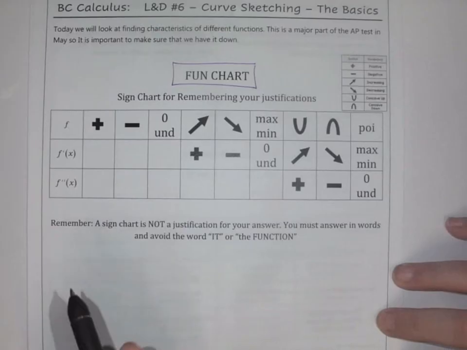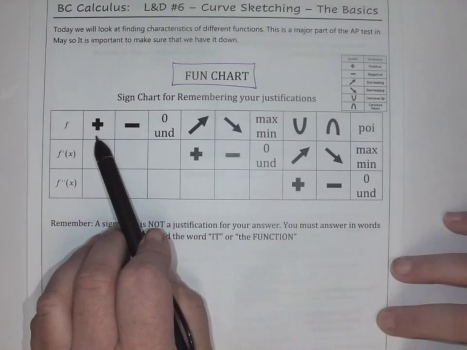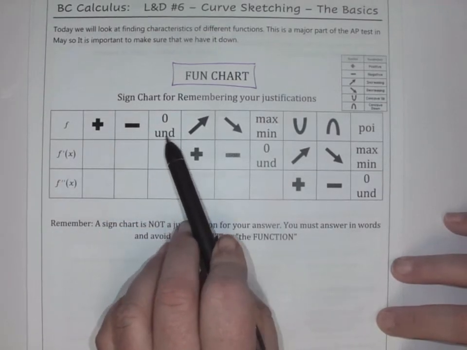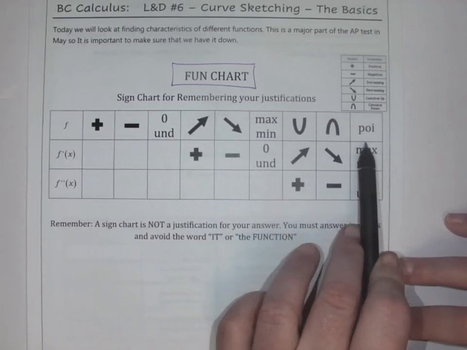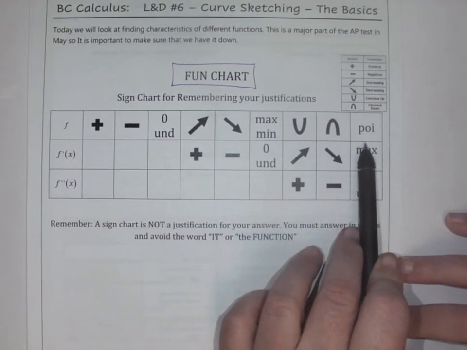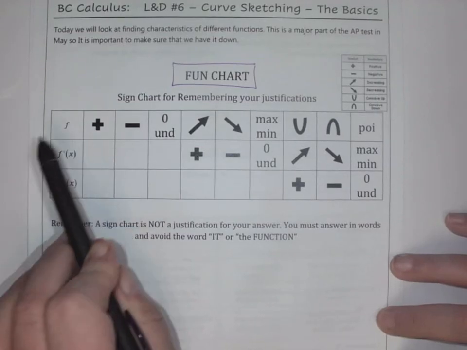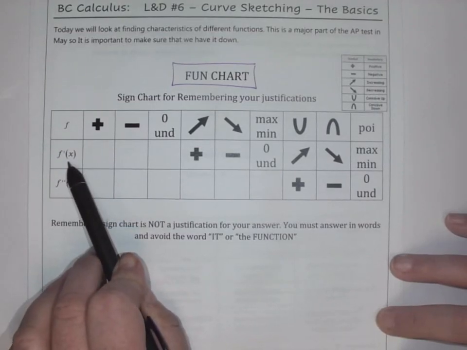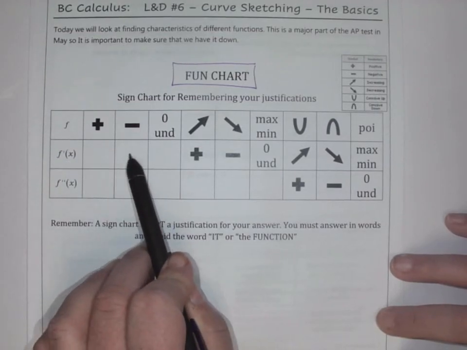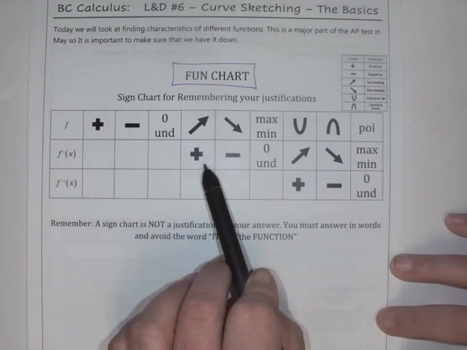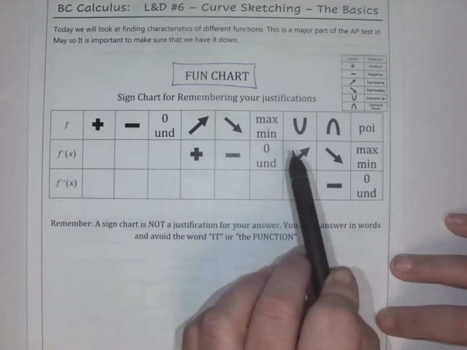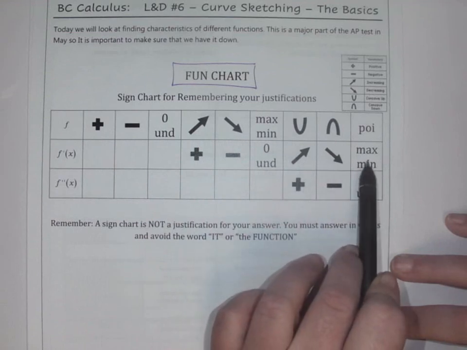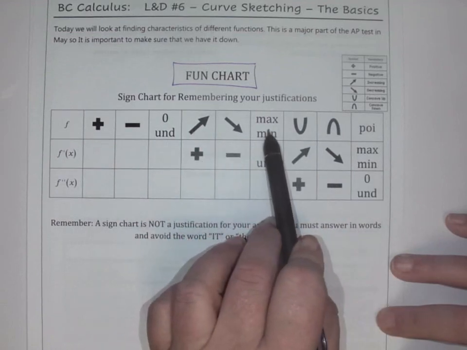So basically, it's a pattern. It goes positive, negative, zero, undefined, increasing, decreasing, max, min, concave up, concave down, point of inflection. Then that's our row for f. Now we do our row for f prime. We skip the first three boxes and we start again. Positive, negative, zero, undefined, just like there. Increasing, decreasing, max, min, just like that set.